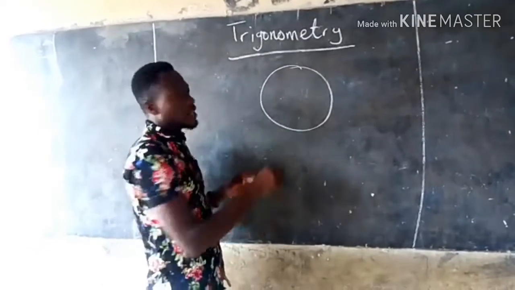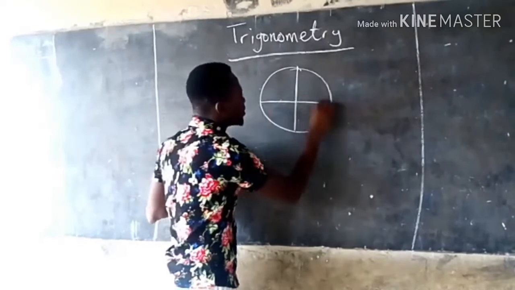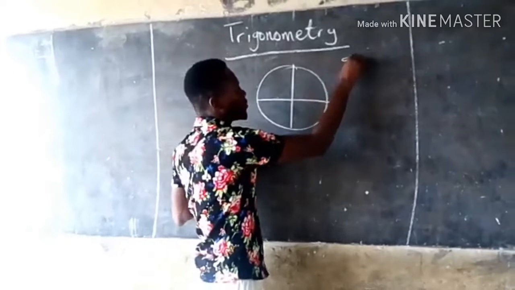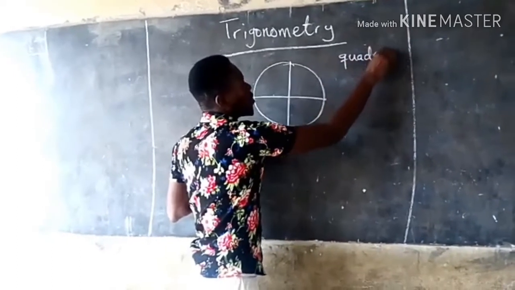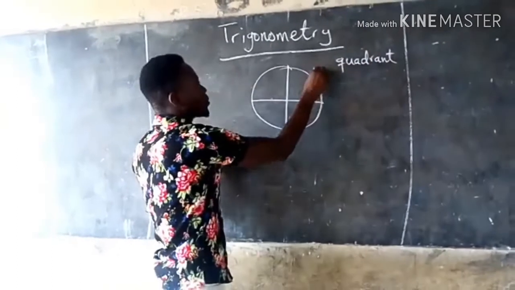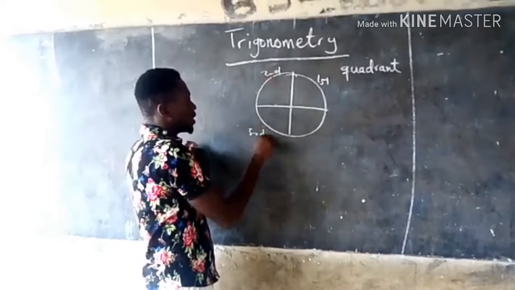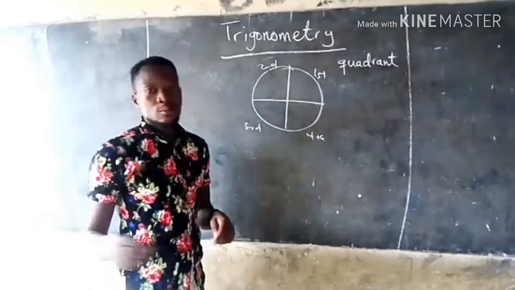I will divide the circle into 4 equal parts. Each part is known as a quadrant. So we have quadrants. This will be the first quadrant. We have second, third, and fourth.